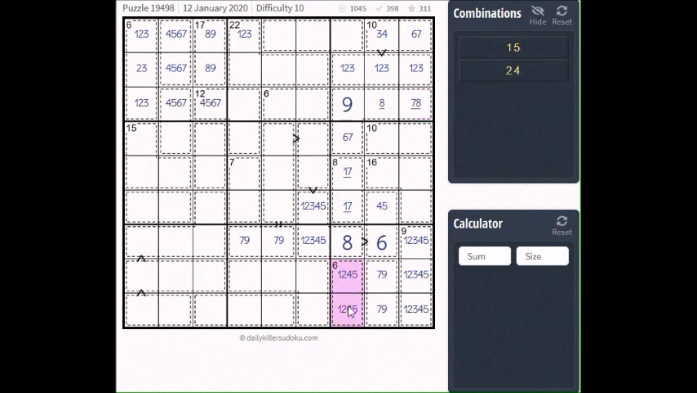Now, also note that if this is 1, 5, then this would be 2, 6. Then the 2 cannot be there. And if it's 2, 4, the 2 also cannot be there. So this is not a 2, and this cell cannot be 7 or 2.